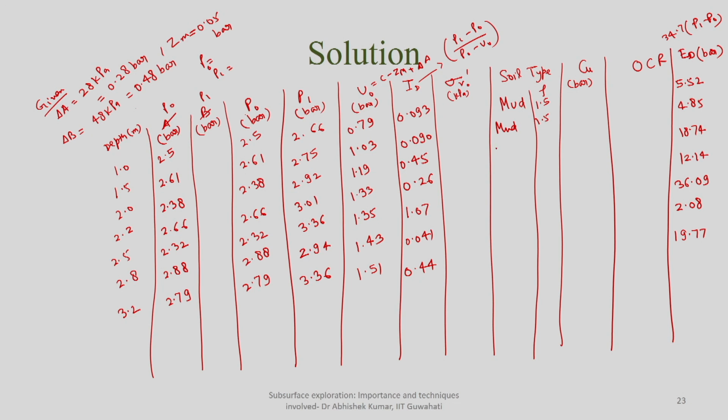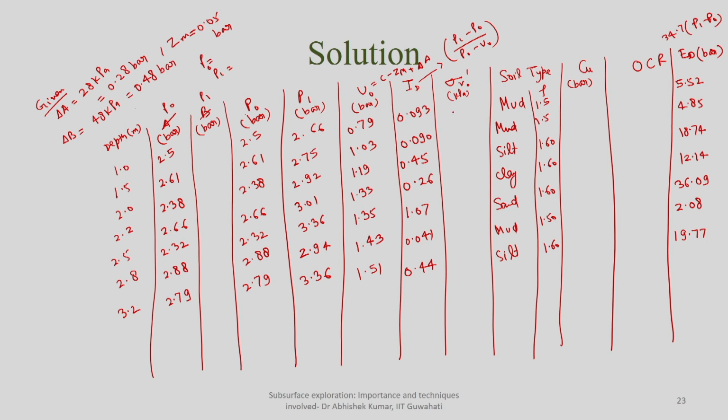Then the second one again you can classify as mud, density is 1.5. The third one is silt, the density is 1.60. Then you will have clay, the density is 1.60. Sand, this will be sand, and then mud, and then silt. Again the values will be 1.60, 1.50, 1.60. So these are the densities again.